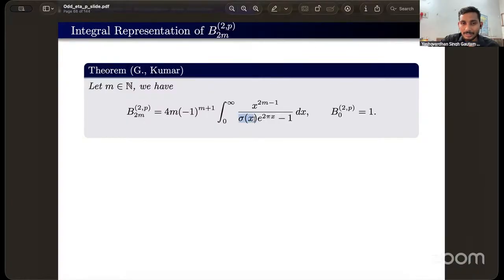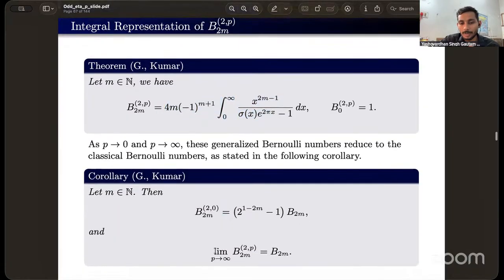This sigma function is defined as a fraction of single degree polynomial, that is (p minus x) upon (p plus x), I think. And if you take p tends to infinity, this becomes 1. And if it becomes 1, this is nothing but a formula, the same result we have for the Bernoulli number in the classical case. So for p tends to infinity, we'll have these classical Bernoulli numbers.